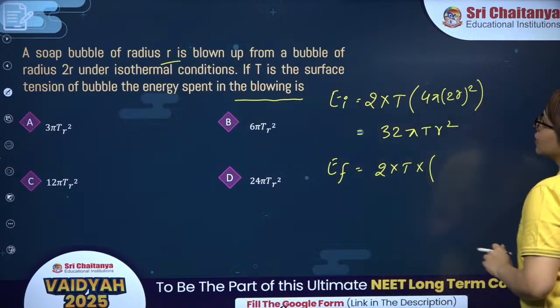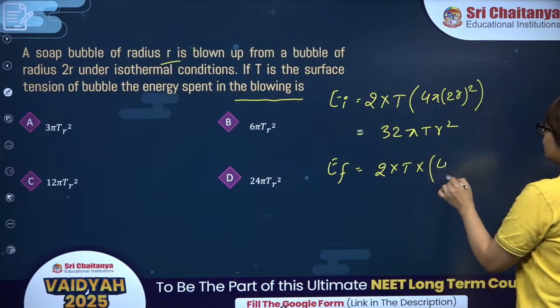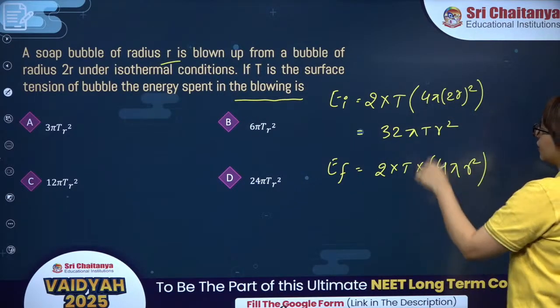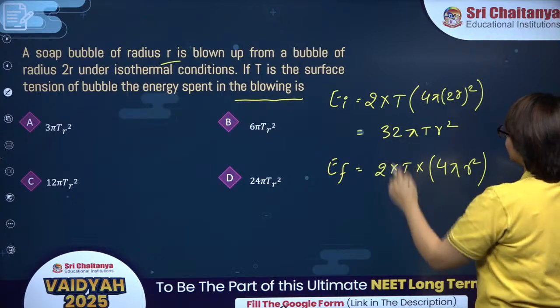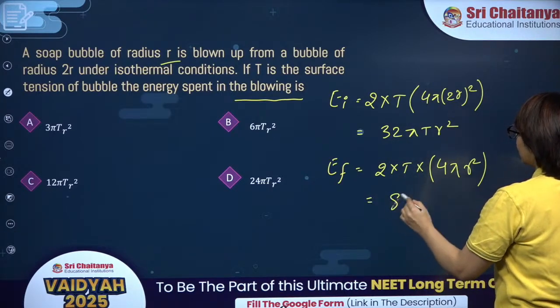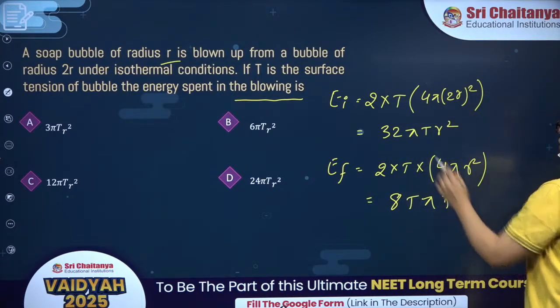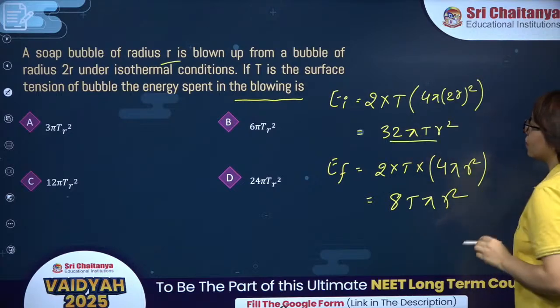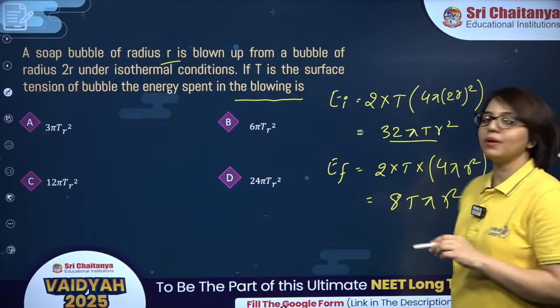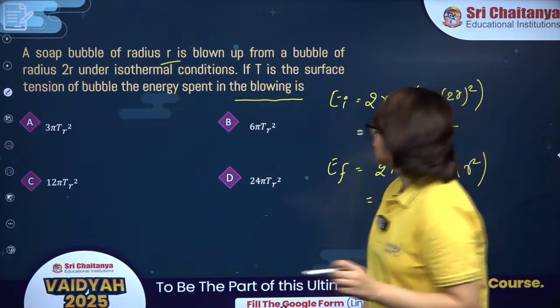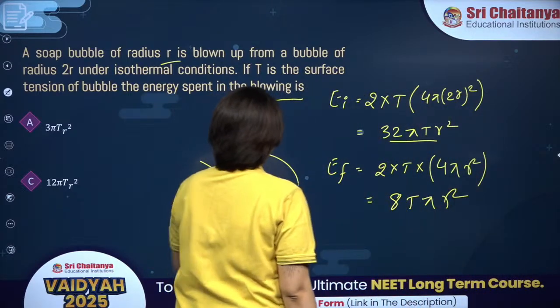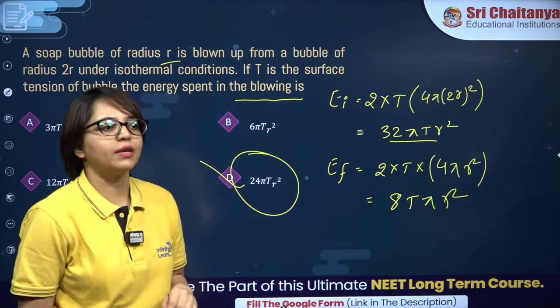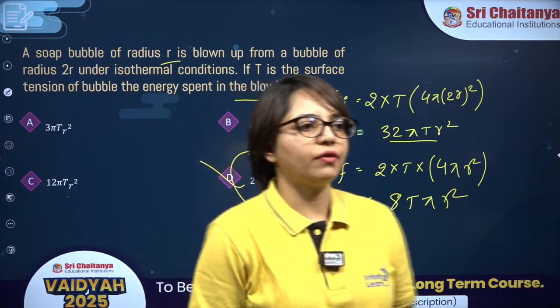So it will be 4 pi r square, right? So in this case, we have the energy difference as 8 T pi r square from the final, and the initial is 32 pi T r square. So 32 pi T r square minus 8 pi T r square will be 24 pi T r square, which is option D, not option B beta. Alright, chaliye, well done guys, well done.